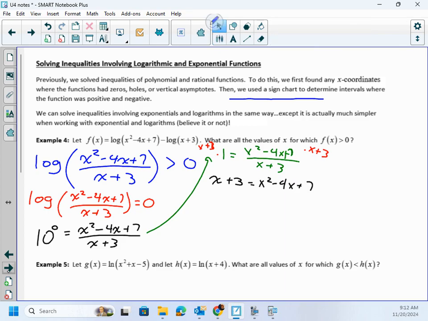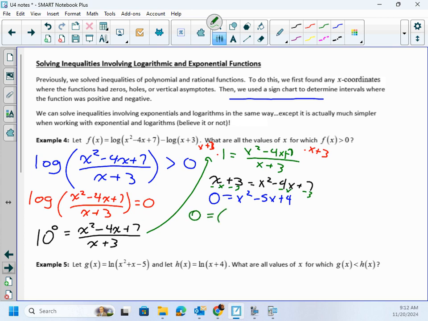I'm moving everything to one side. So 0 equals x squared minus 5x plus 4. We are subtracting x, subtracting 3. Hey, that factors. Isn't that nice? It factors into x minus 4 and x minus 1. And so I have x equals 4 and 1. That's my sign chart.